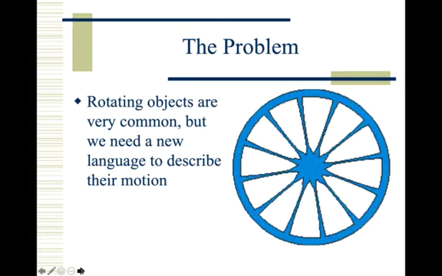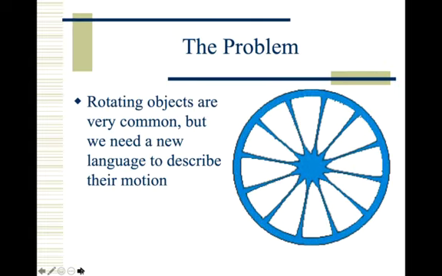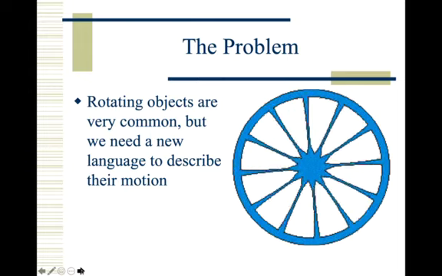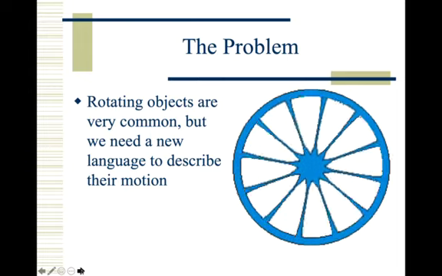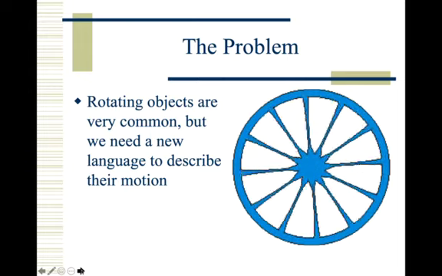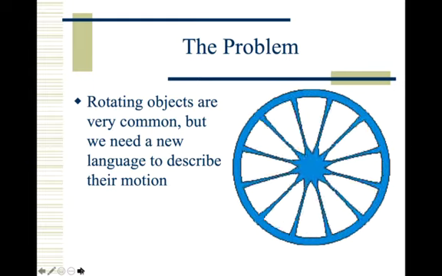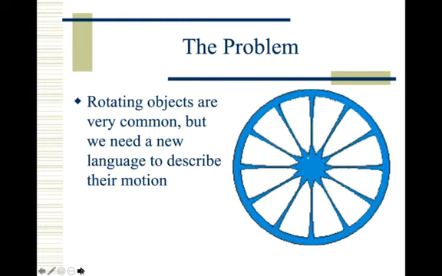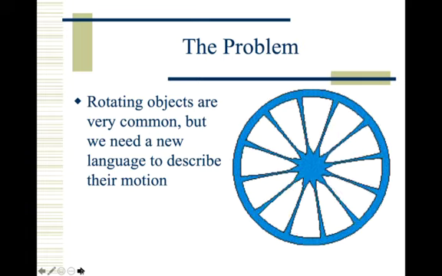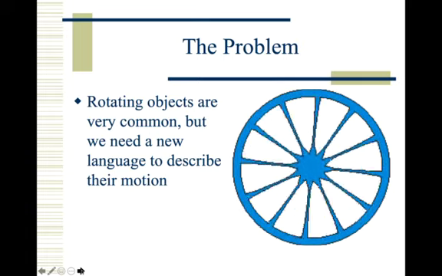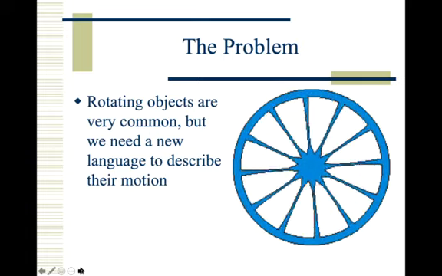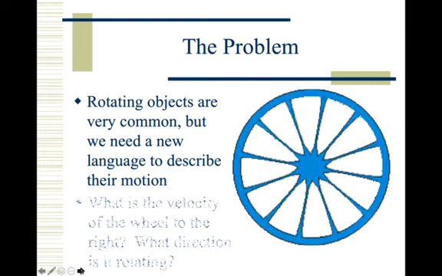So, quick review. Let me explain the problem here before we get into it. Rotating objects are very common, but describing them is rather difficult. For example, look at the rotating blue wheel. You're like, oh, this is easy. It's rotating counterclockwise, and it's moving at a certain speed. But think about it for a brief moment.